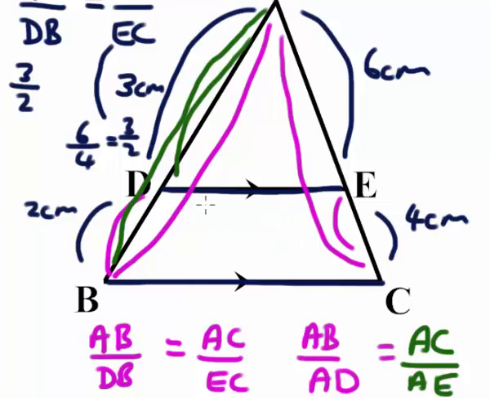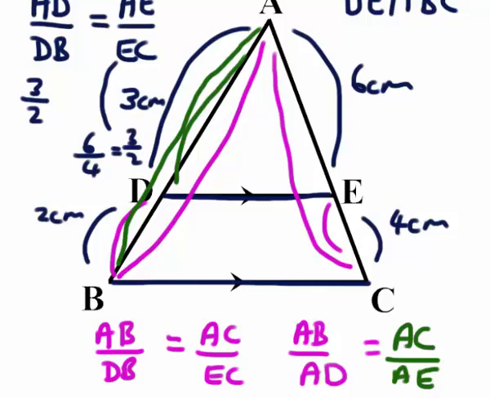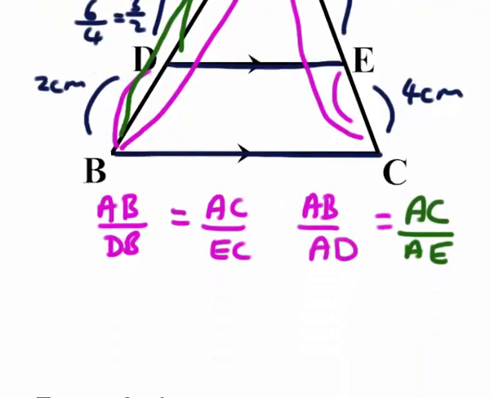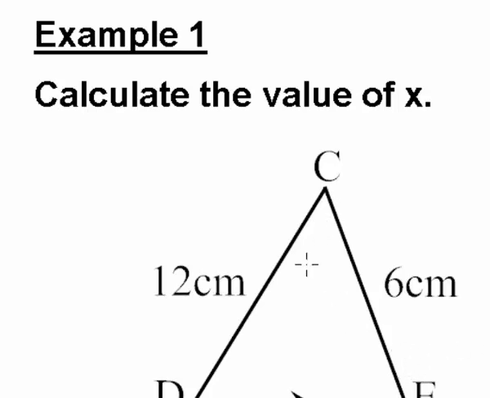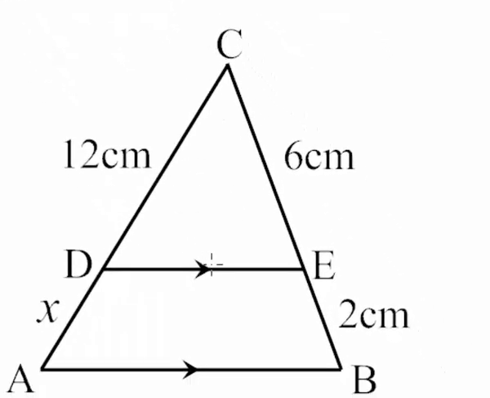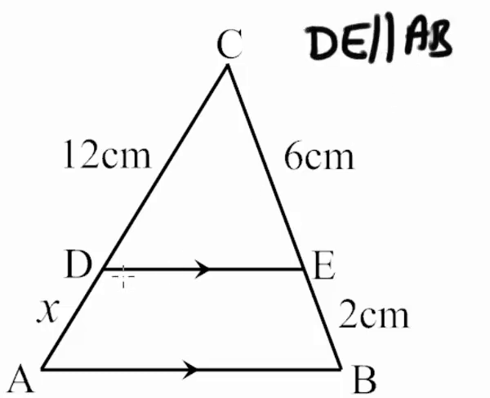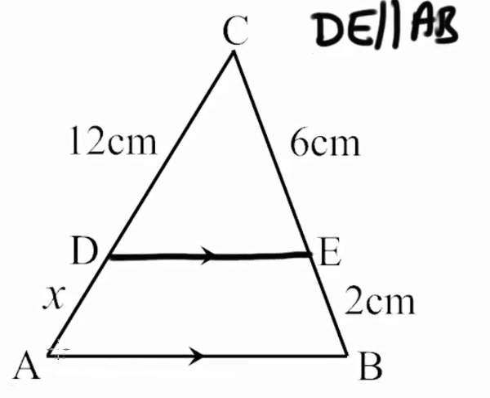Now let's explore this in an example, because I think it's quite useful to take this further. Have a look at this example quickly. It says calculate the value of x. Now notice we've got DE parallel to AB. So this line DE is parallel to AB, which means that you've got a whole lot of ratios. Now you want to find the size of x there, given that CD is 12, CE is 6, EB is 12.